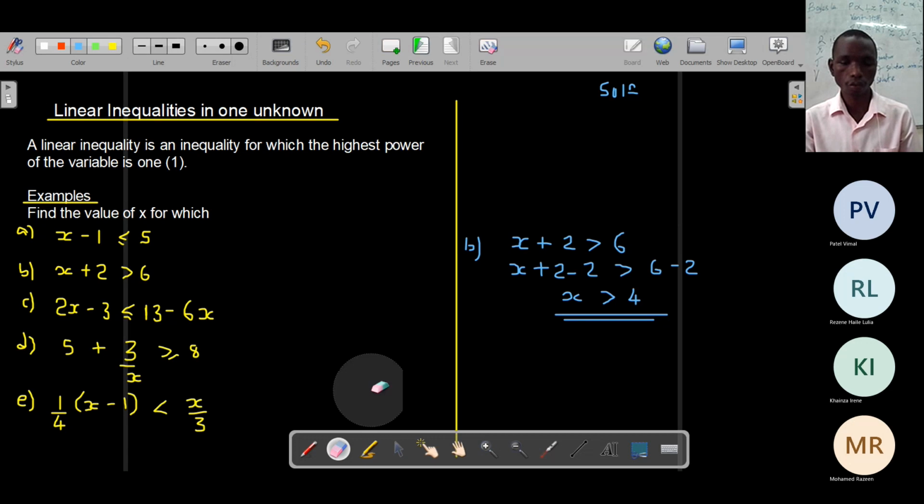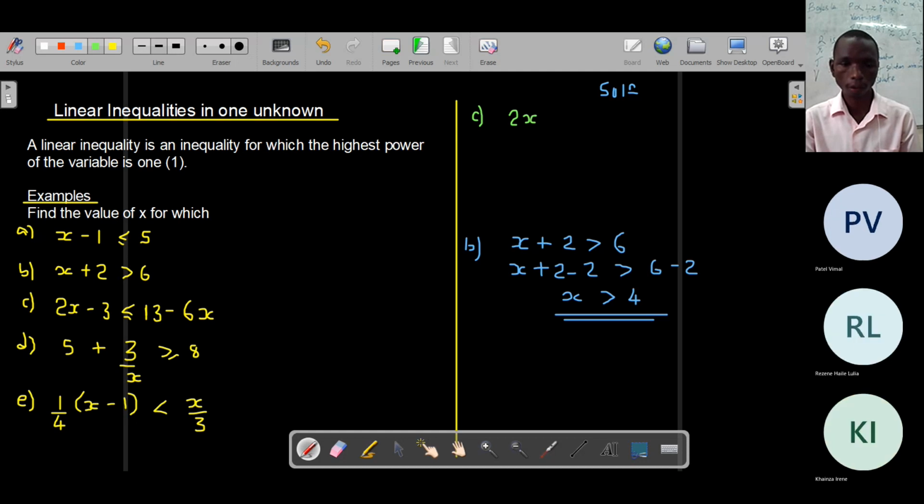We do what? We go to C. Now C, we are having 2x minus 3, and this is less than or equal to 13 minus what? 6x. So what we do, we collect the like terms. Okay, I can bring this 6x to this side by adding 6x on both sides.